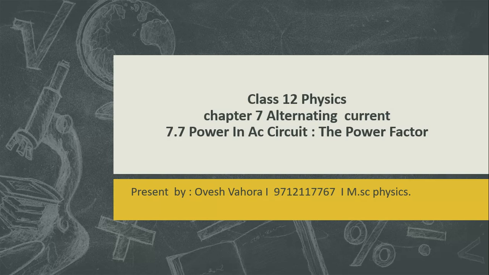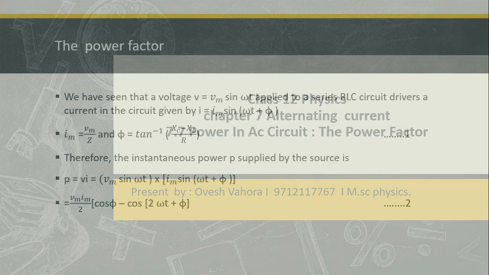Okay, so what do we mean by power? Suppose you have any position, any status, at that time you have one kind of power. In this phenomenon, power is known as the multiplication of voltage and current. We multiply the current and the voltage, and we get the power. But what is the voltage?